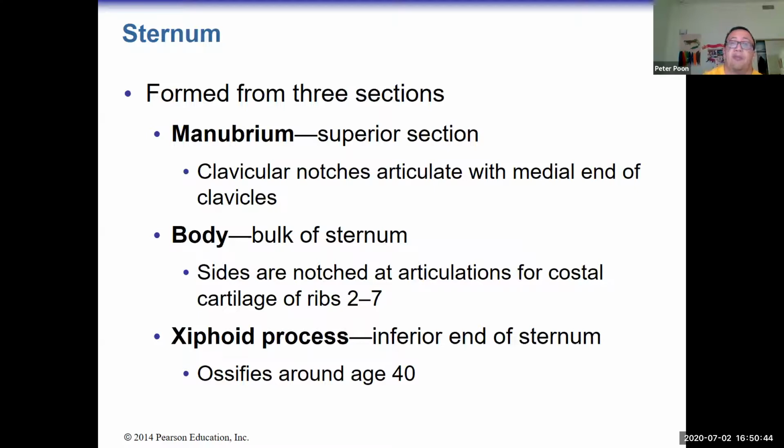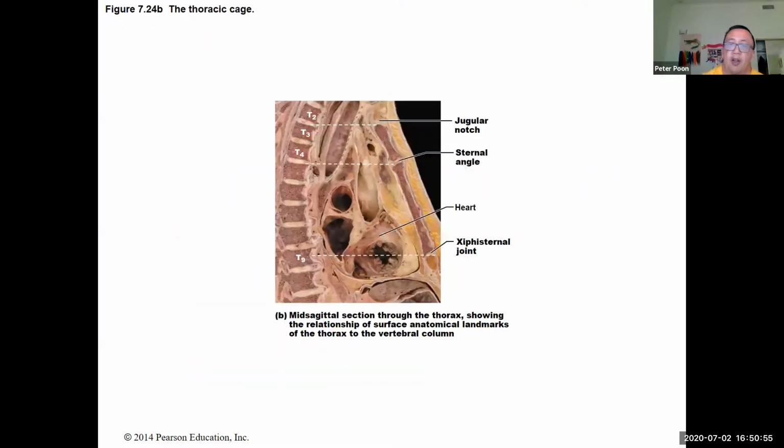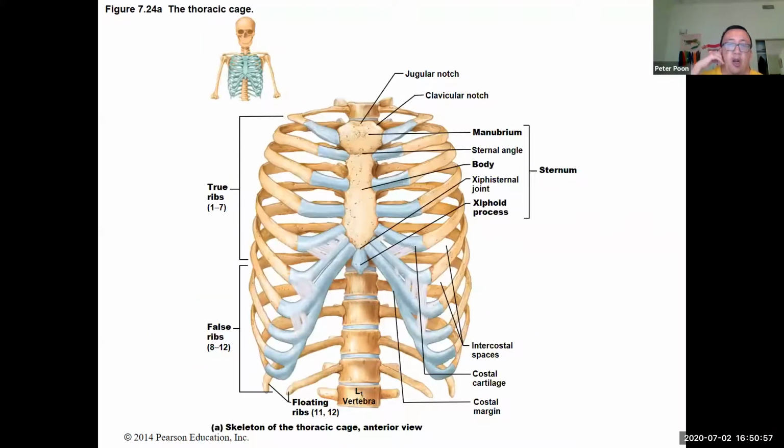Your sternum is made from 3 pieces of bone put together. And the sternum looks like a sword. In particular, it looks like a Roman sword called a gladius. So here is a sword. You see the sharp sword here. This part is the sword handle, or the manubrium. Literally, manubrium: sword handle.